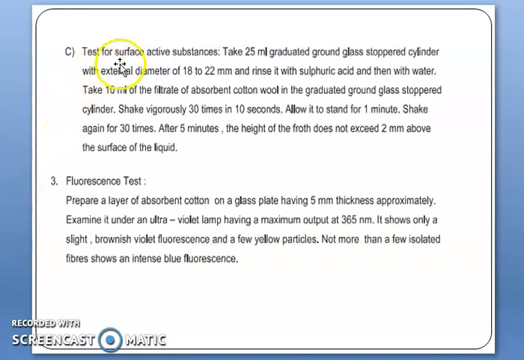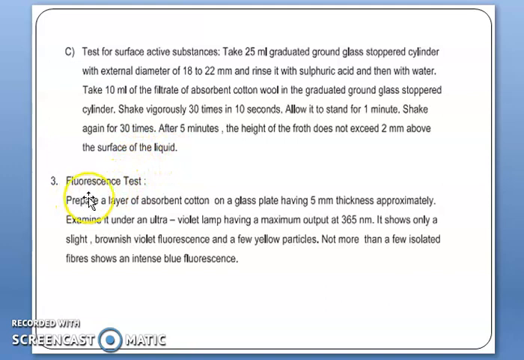Then third, test for surface active substances. Take a 25 ml graduated ground glass stoppered cylinder with external diameter of 18 to 22 mm and rinse it with sulfuric acid and then with water. Take 10 ml of filtrate of absorbent cotton wool in the cylinder. Shake vigorously 30 times in 10 seconds. Allow it to stand for 1 minute. Shake again 30 times. After 5 minutes, the height of the froth does not exceed 2 mm above the surface of the liquid.